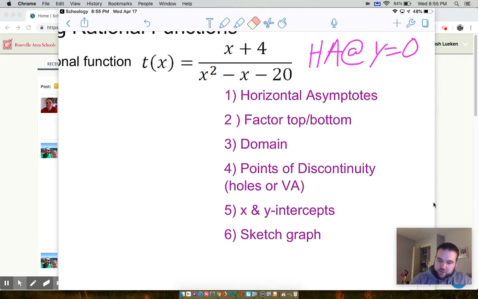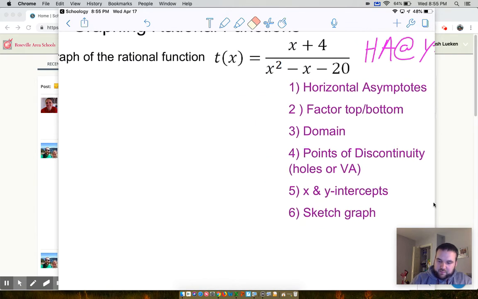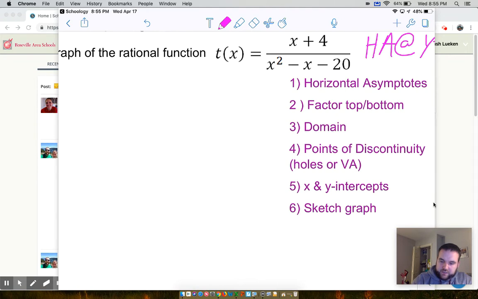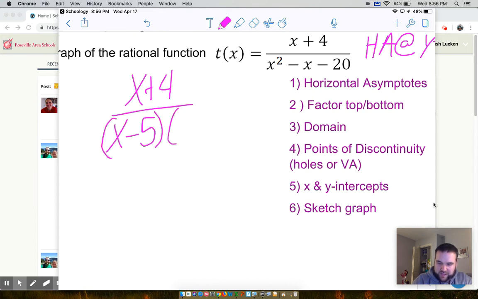So there's that first part. Now I'm going to factor the top and the bottom. The top doesn't factor at all. That's just x plus 4. On the bottom, I'm going to factor what multiplies to negative 20 and adds to negative 1, which is x minus 5 times x plus 4.